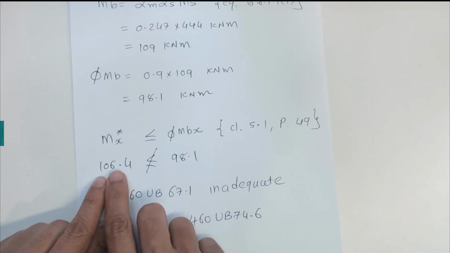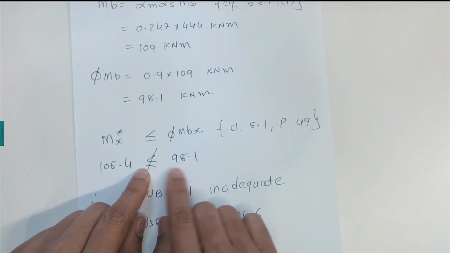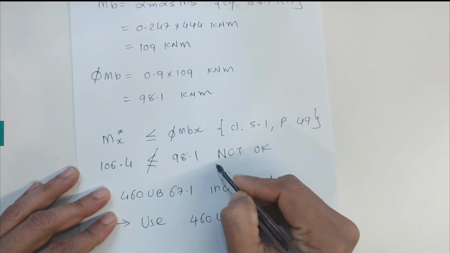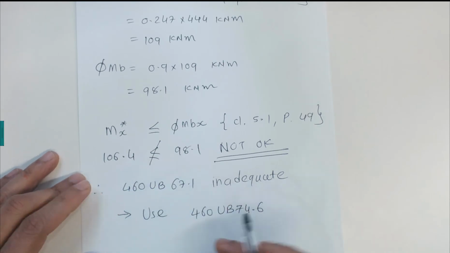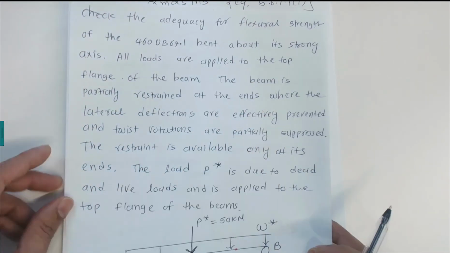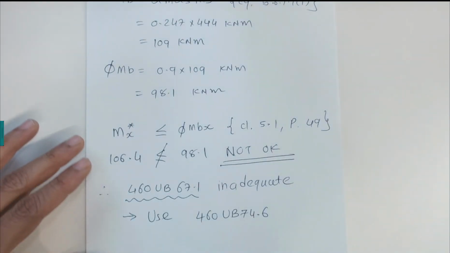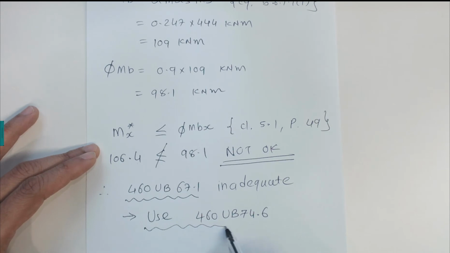But in our case, 106.4, which is coming from this bending moment diagram, is not less than 98.1, so that is not okay, right? Our beam is not enough to carry that 106.4. So this 460 UB 67.1 that is given in the question is not enough to carry this 106.4, so we need to go one above, to the higher value.